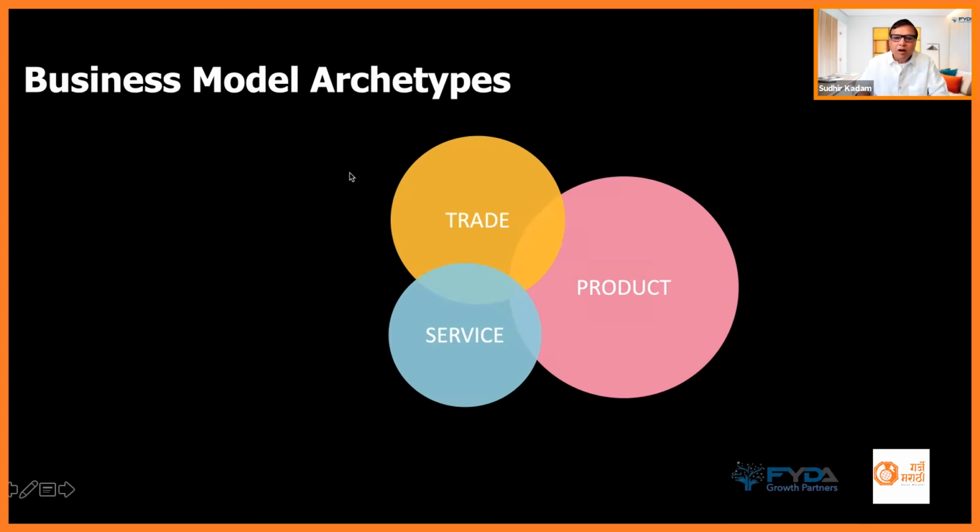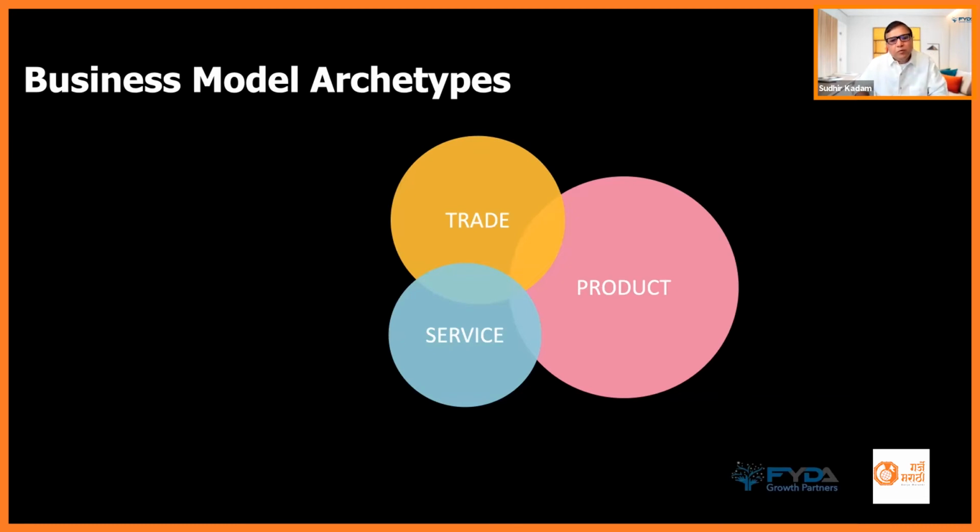The third model is the trade model. The trade model is very simple. I buy from you, then I sell to somebody, and that's how I trade it. This is a typical thing that traders do: buy from one and sell it to another. There are various models in trading also, like you stock and sell, or you do consignment sales. There are various models there.